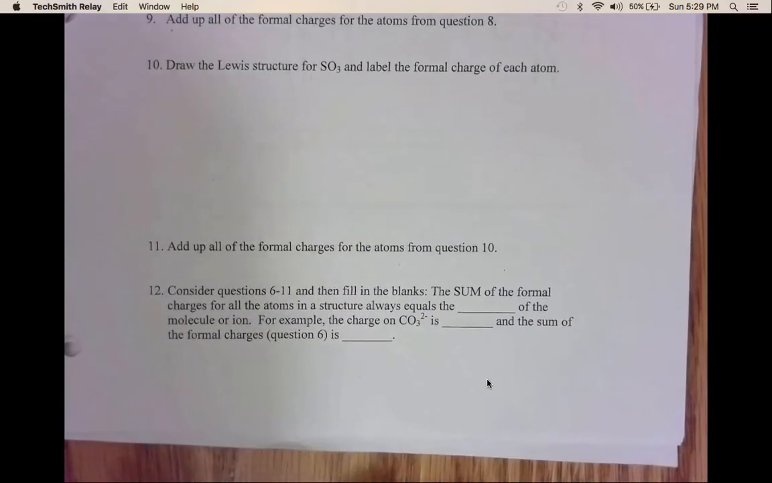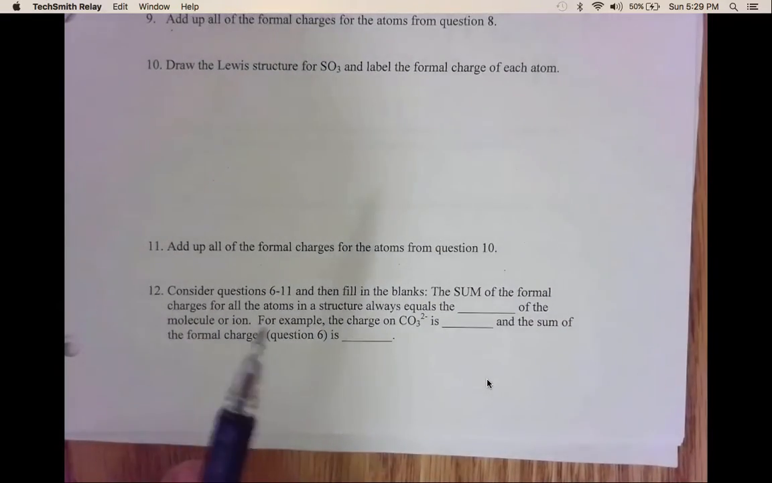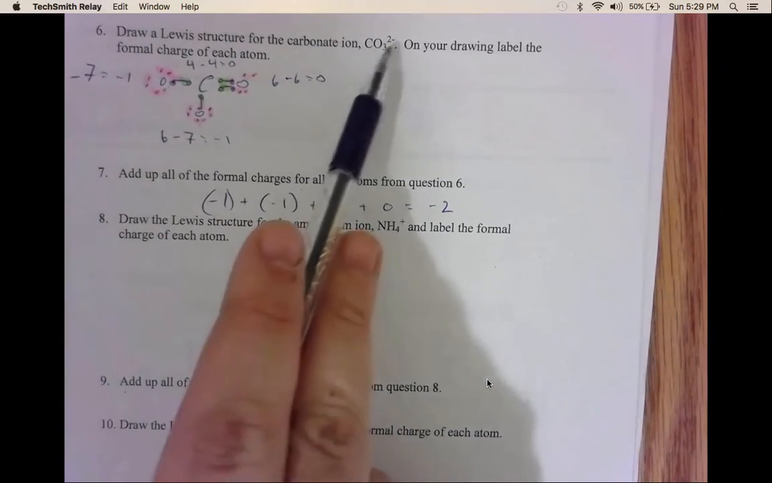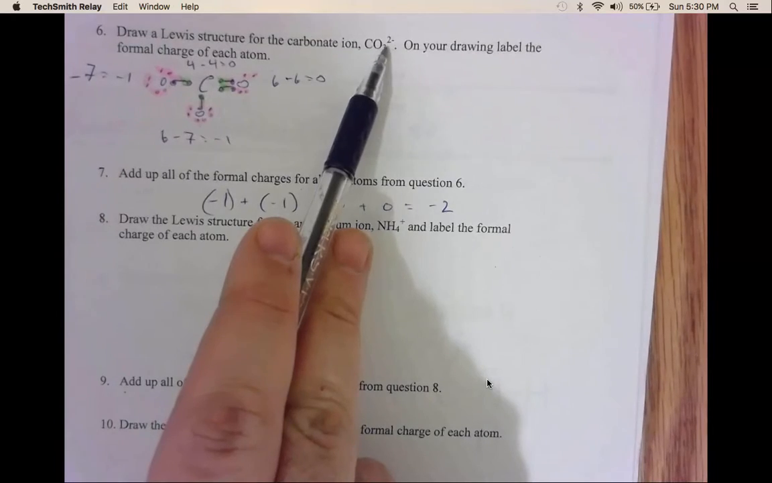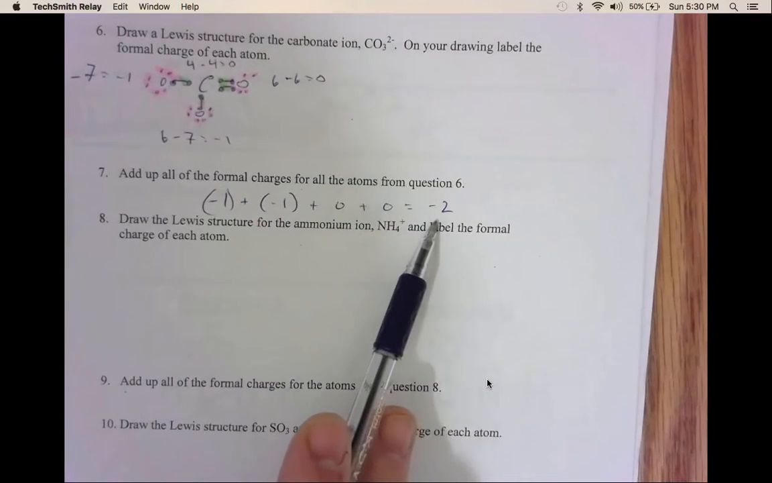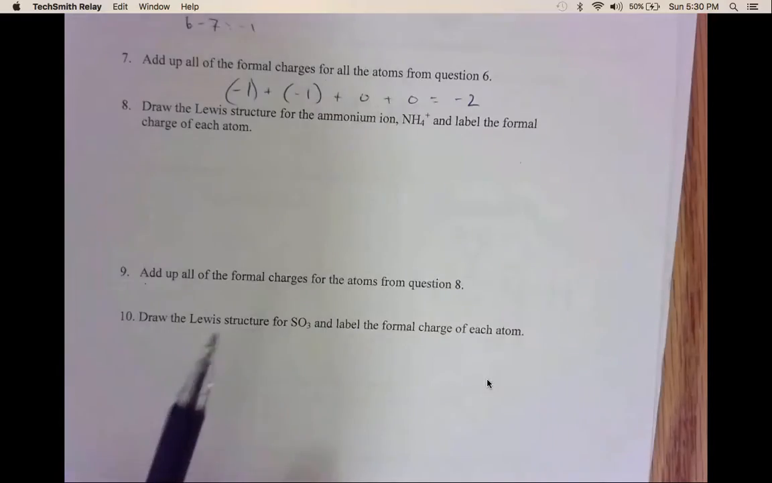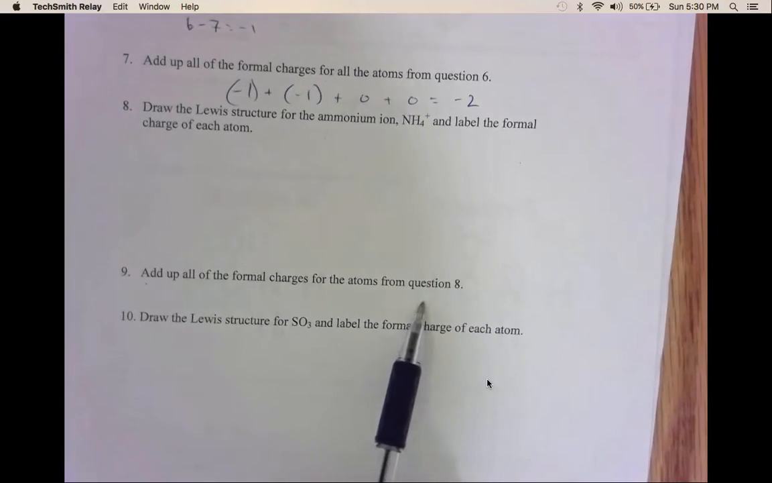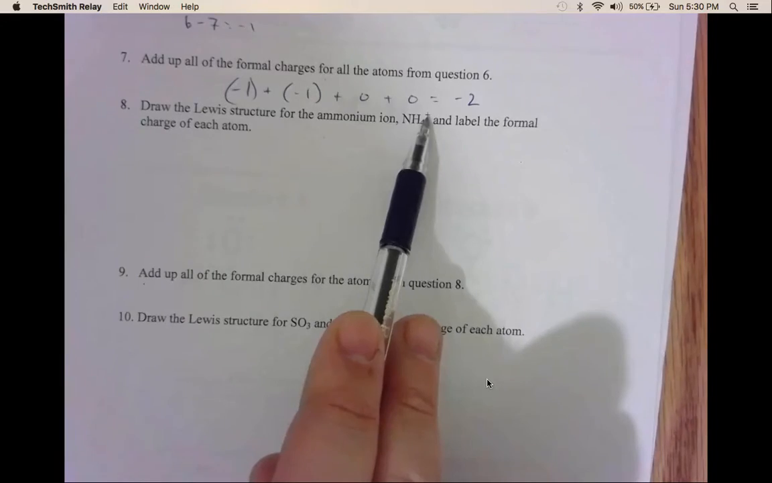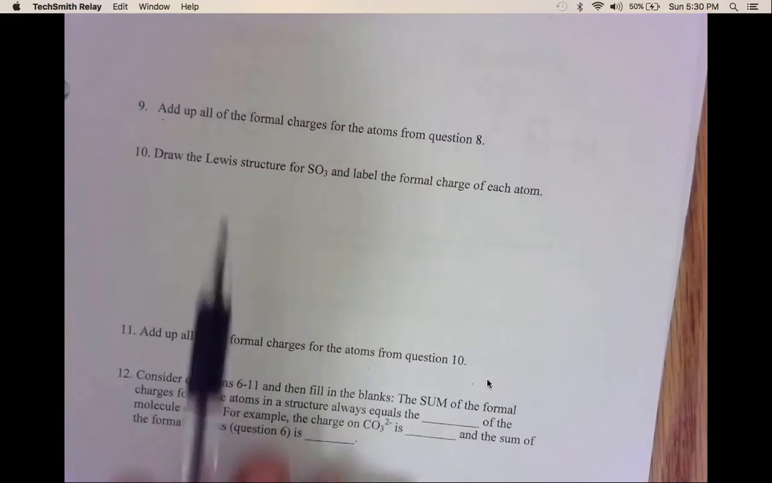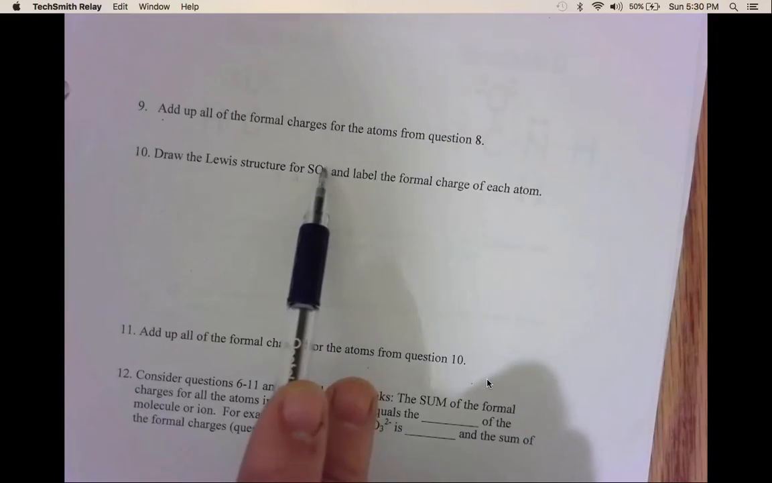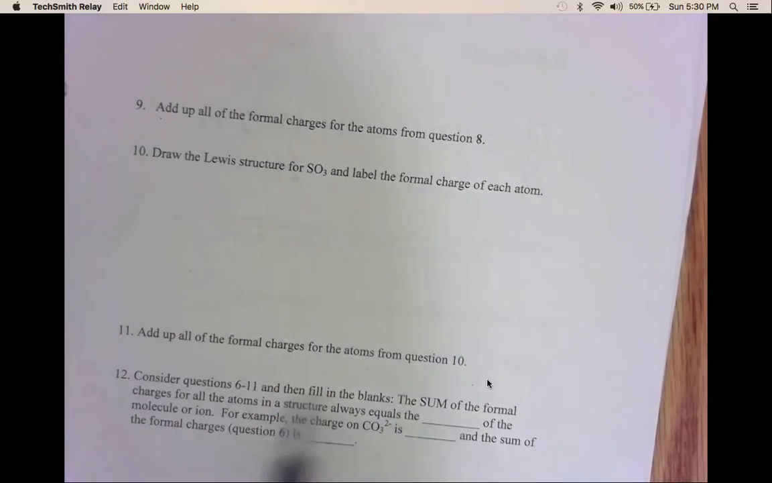When you get down to 12, what you need to do is compare the charge that you see in the ion to the charge that you add up in the formal charges. Do the same thing in 8. When you add up the formal charges in 9, compare it to the ionic charge in 8. Same thing in 11. When you add up the charges here, compare it to the formal charge in 10. What do you notice?